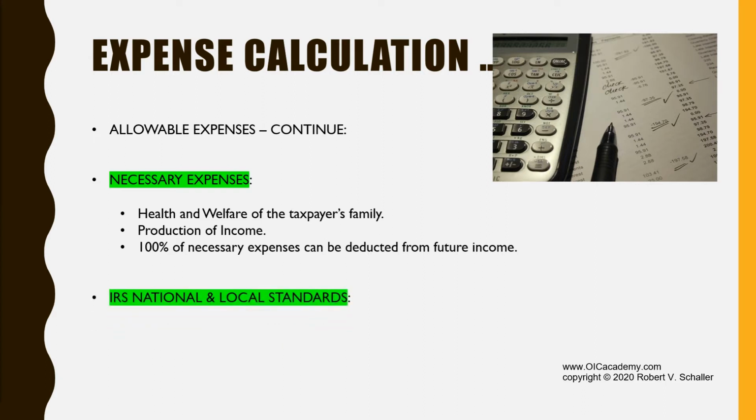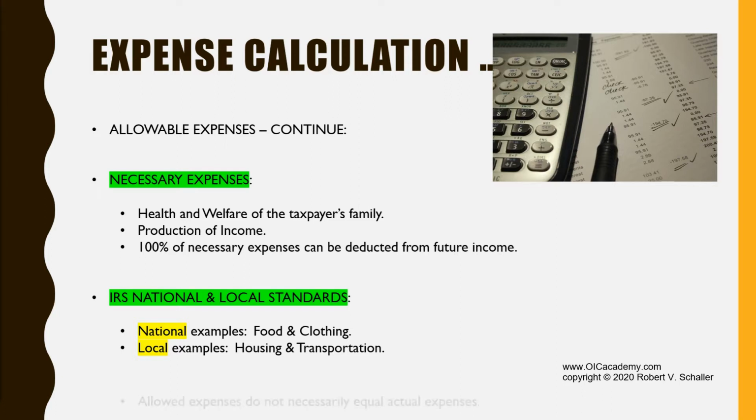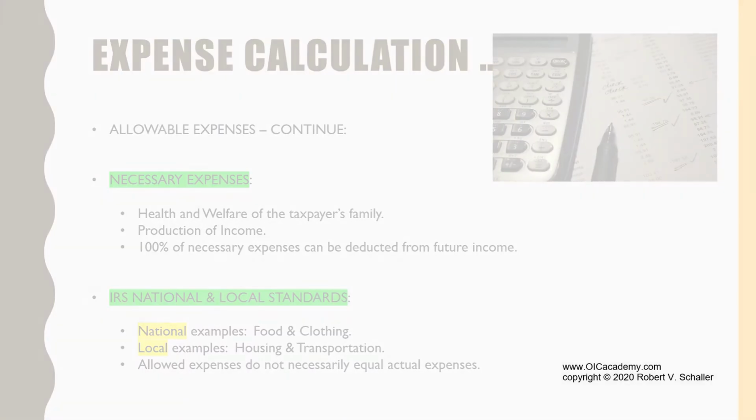The IRS utilizes national and local standards to impose limits on the amount of certain expense categories. National standard limits apply to categories like food and clothing, but local standards limit allowable expenses to other categories like housing and transportation. As discussed later, allowed expenses do not necessarily equal actual expenses.